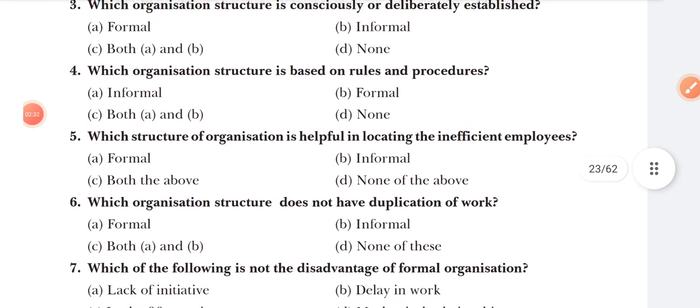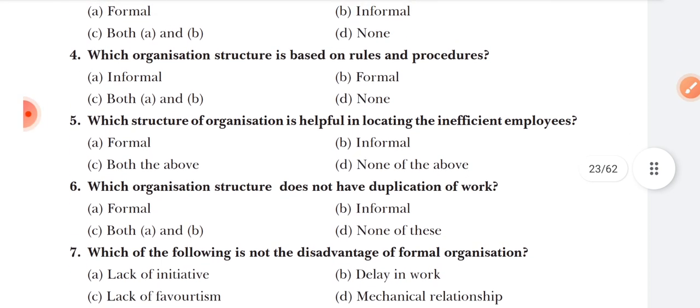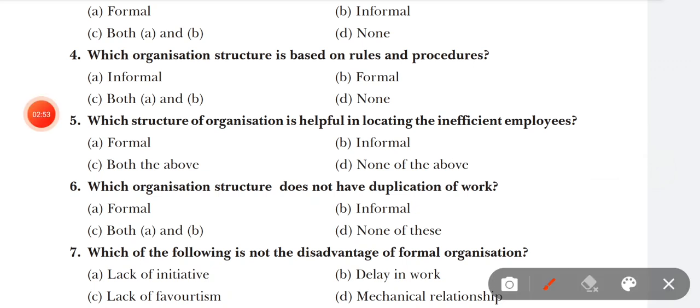Now question 7. Which of the following is not the disadvantage of formal organization? Option A, lack of initiative. B, delay in work. C, lack of favoritism. Or D, mechanical relationship. And the correct option of this question is option C, lack of favoritism.